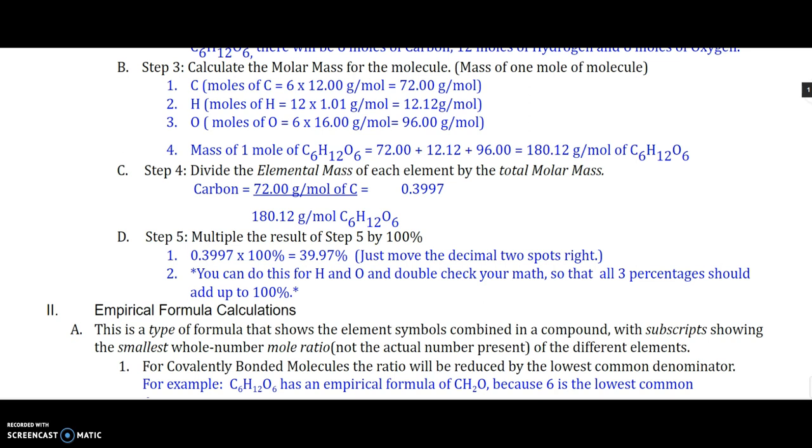Now, obviously, if there are 3 elements, you can find the percentage of 2 of them, and subtract the total of those 2 from 100 to get your third one. That's just a little shortcut if you want to. Now I'm going to pause the video and we're going to go back to our PowerPoint to go to empirical formula and then look through our examples.